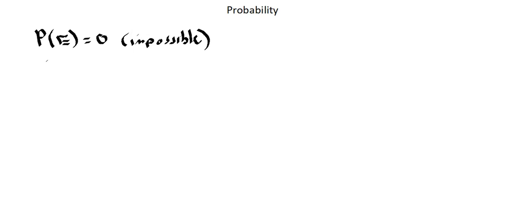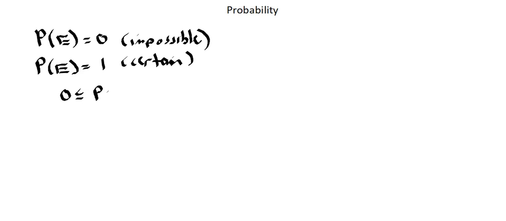And if we know an outcome or an event is certain, then we would describe that probability as 1. So we're always looking at a range: 0 is less than or equal to the probability of a given event, which is less than or equal to 1. We can't have a probability less than 0, nor can we have a probability greater than 1.